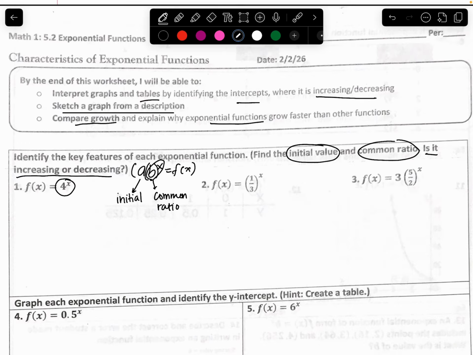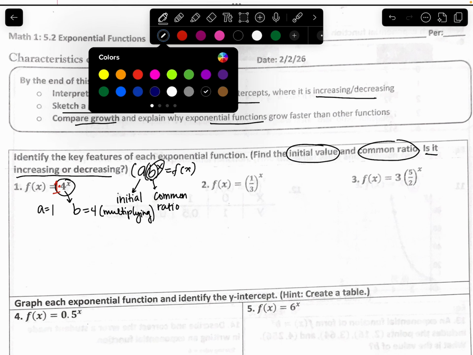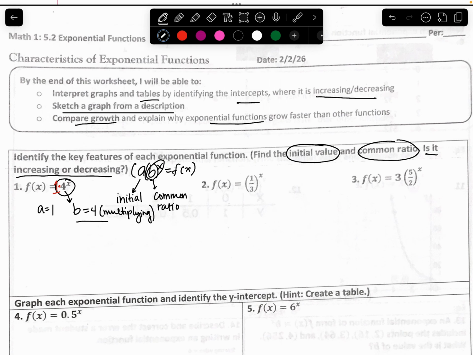So let's think about this problem. This is going to be my b, meaning we are multiplying by 4. But what's my a? If there's no a, don't forget our invisible math, there's always a 1 in front. So our starting point is 1. Since we are multiplying by 4, which is b greater than 1, meaning b is bigger than 1, therefore we are going to be increasing. We are growing. Same applies to 2 and 3.